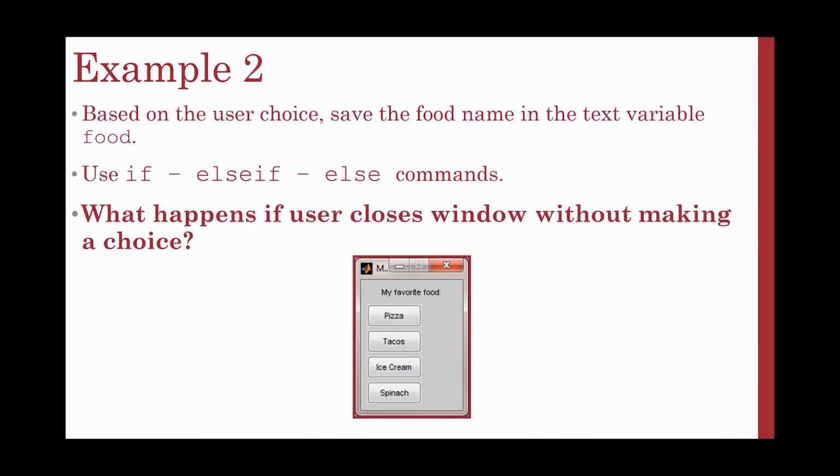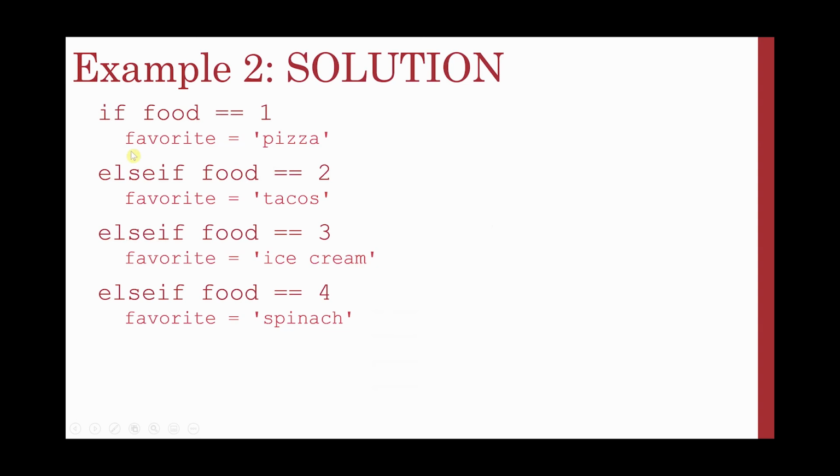Based on the user's choice, we want to save the food name, the text variable. We want to, again, use our if else command, and we want to know what would happen if the user closes the window without making a choice. So we still have our original first 3 commands. In this case, I've updated the else to else if food is equal to 4, spinach, because I want to update my else command to be: if one of these was not chosen, we want to print you did not make a selection.